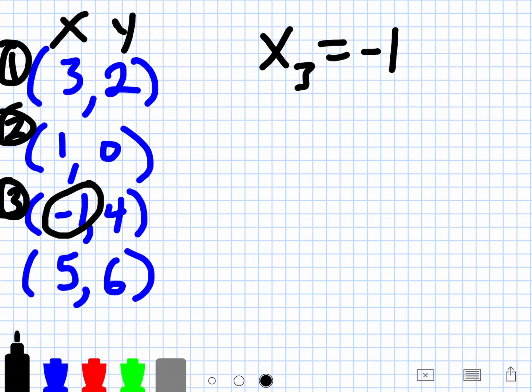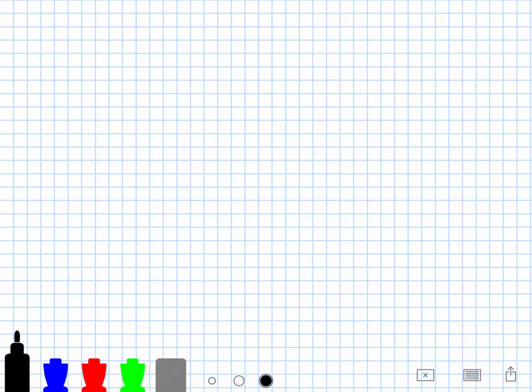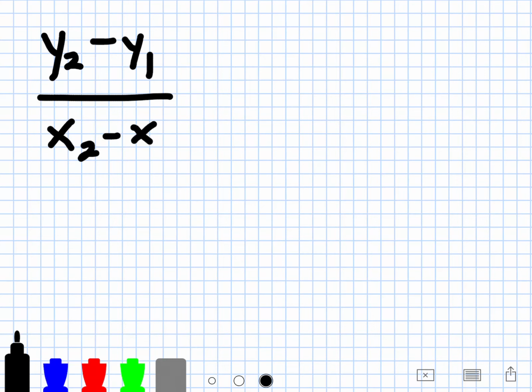With our slope formula, we're doing the same thing. Again, the formula is the second y minus the first y, y2 minus y1, over x2 minus x1. Slope is always a fraction. If you think of it like that, then you'll always be able to visualize what is going on with your slope graphically.